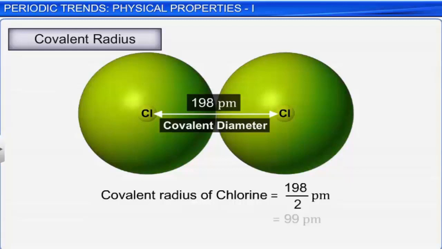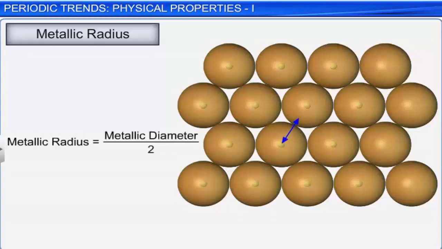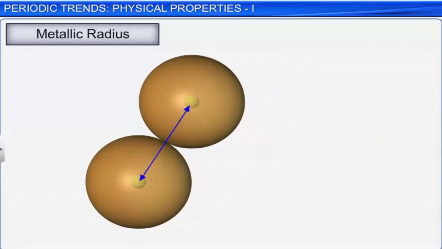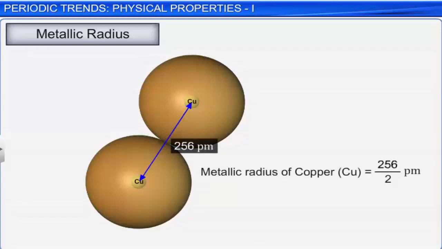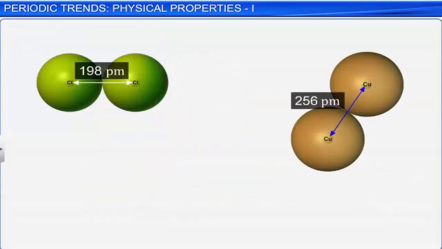For metals, we use the term metallic radius. Metallic radius is half the internuclear distance between the centers of the nuclei of two adjacent metal atoms in a metallic crystal. For example, the distance between two adjacent copper atoms in solid copper is 256 picometers. Therefore, the metallic radius of copper is 128 picometers. Atomic radii of both the types, covalent and metallic, are usually measured by X-ray or by other spectroscopic methods.